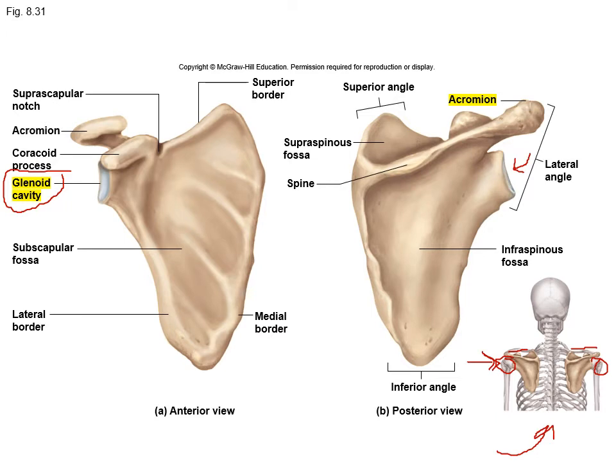Then you also have the acromion. The acromion right over here is going to be the attachment point for your collarbone, for your clavicle. So the acromion up front is where the clavicle connects, and then the glenoid cavity, which is more towards the side, is where the head of the humerus, which is the top bone of your arm, is going to be making its connection. And collectively, the clavicle and the scapula will make up your pectoral girdle.